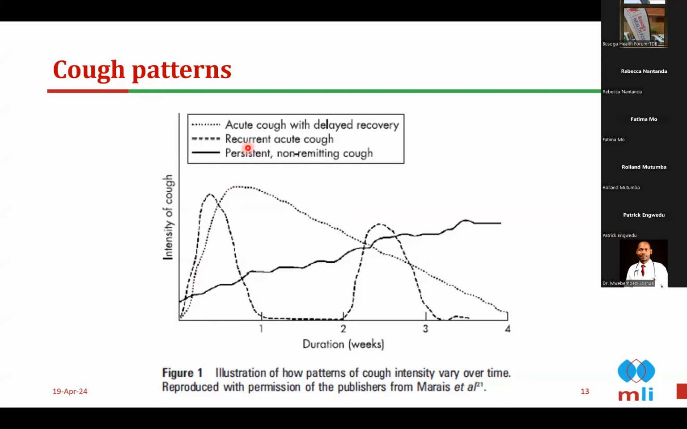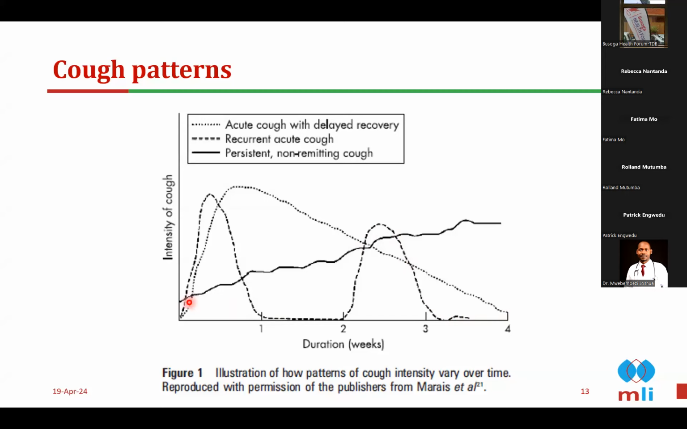And then we have the recurrent coughs that I described. So this is the typical recurrent cough. It starts and then it wanes, disappears to 0. And then after about 1 or 2 weeks, it comes back again, and then it wanes. So this pattern is also very important for us to try and figure out what is going on in the airways that is causing these coughs to come and go, to come and go.